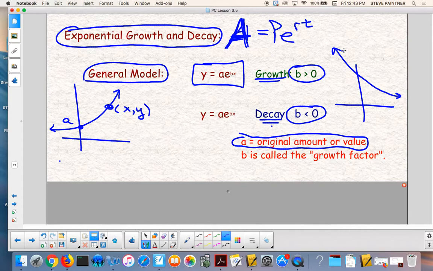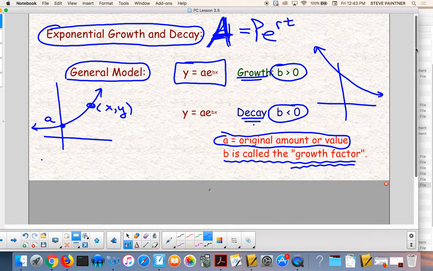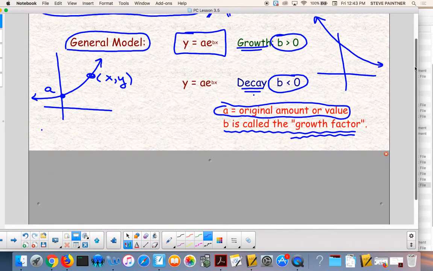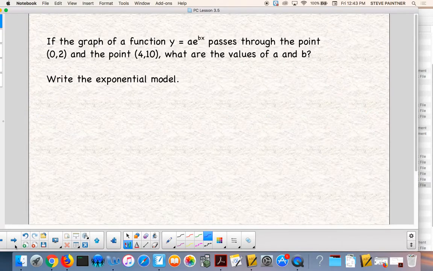Okay. What is this B called? It is the growth factor. But if B is negative, you have to call it almost the opposite. Not the growth factor, but the decay factor. How fast am I going down? Okay. And that's really all I wanted to tell you on that slide. The rabbit problem, we're just not going to do. Okay. Move on. Here's the one we're doing right here.